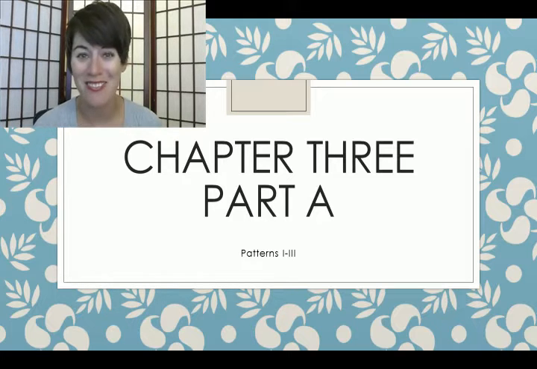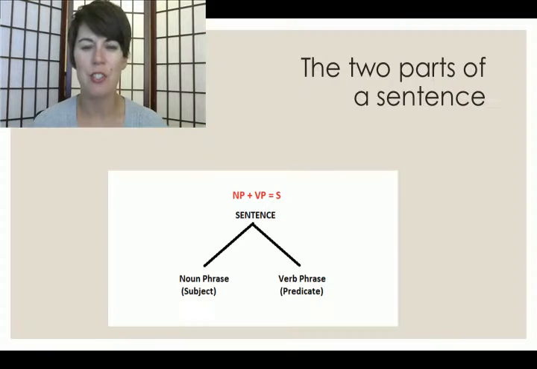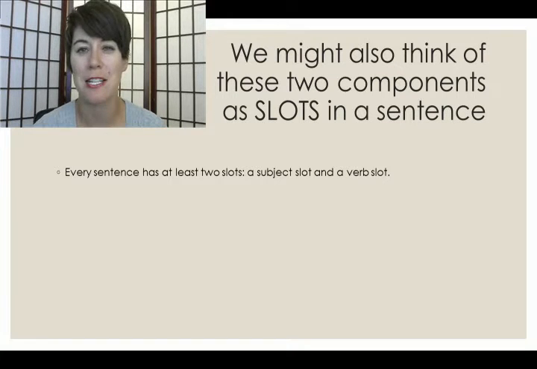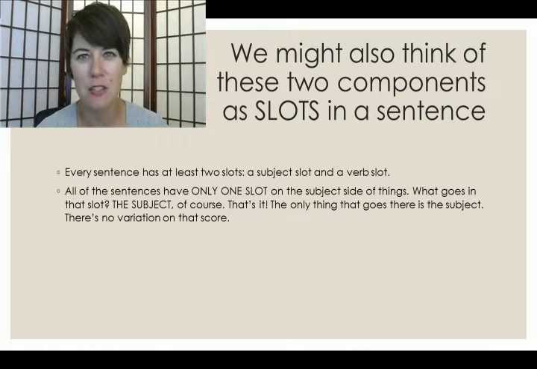Pretty exciting. It might be useful to recall the two parts of a sentence before we get going. The sentence formula, as you'll recall, noun phrase plus verb phrase equals sentence. If we have a noun phrase and a verb phrase, we are on our way to sentence town. We might also think of these two components, noun phrase and verb phrase, as two slots in a sentence. Every sentence has two slots at least, the subject slot and the verb slot. Every sentence is only going to have one slot on the subject side of things.